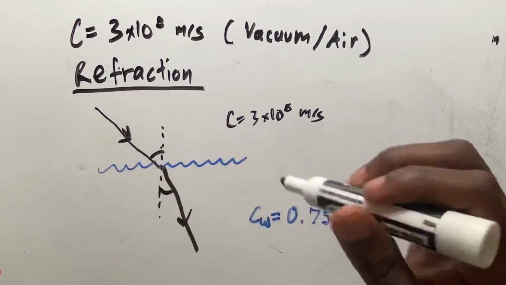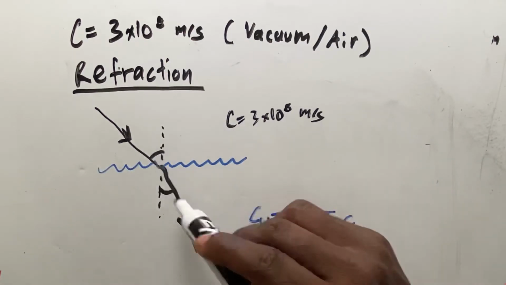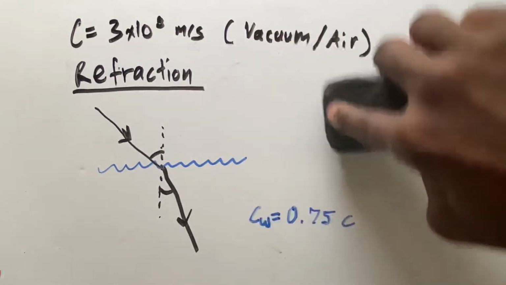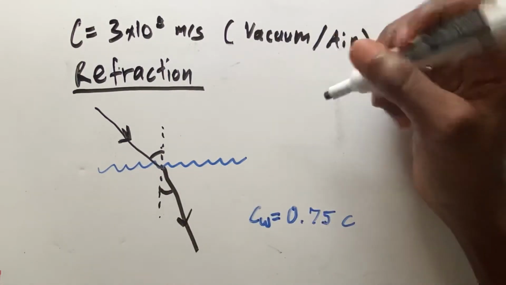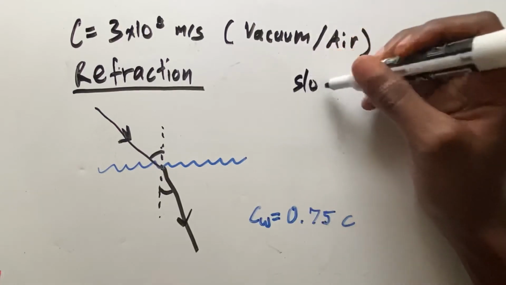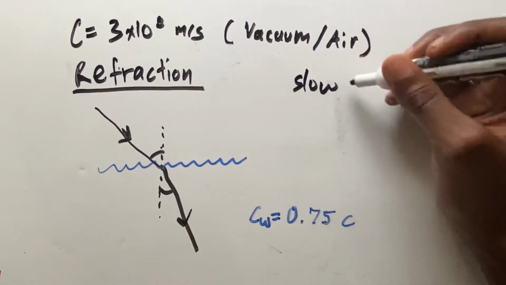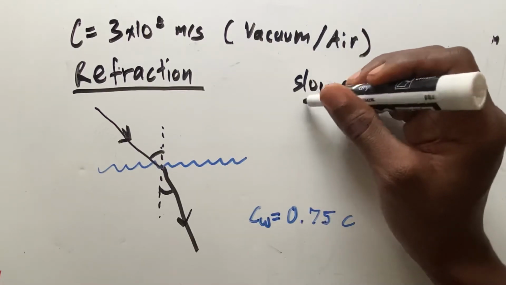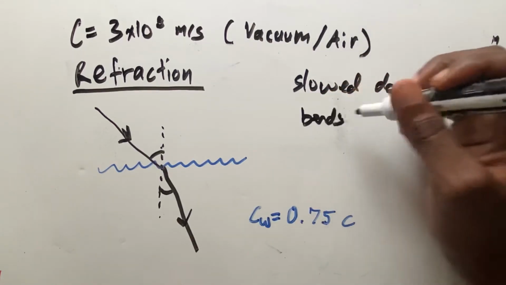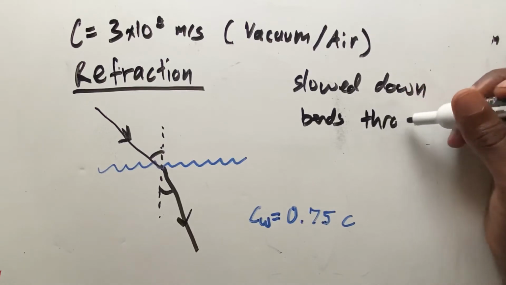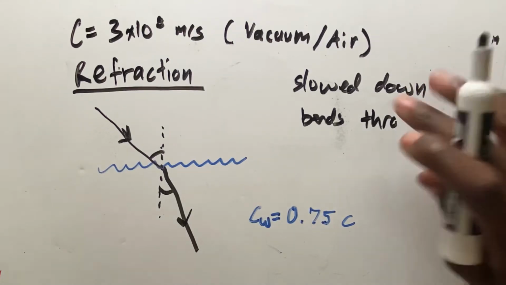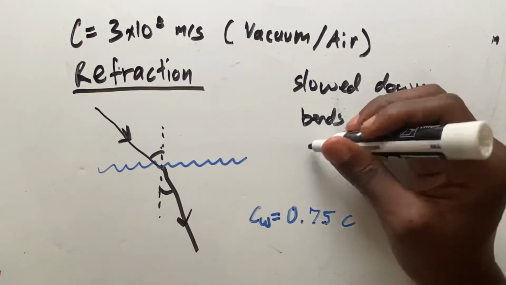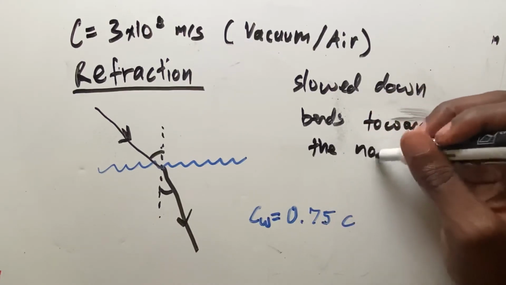So whenever light is slowed down, so here it's slowed down, it always bends towards the normal. Whenever it's slowed down, it bends towards the normal.